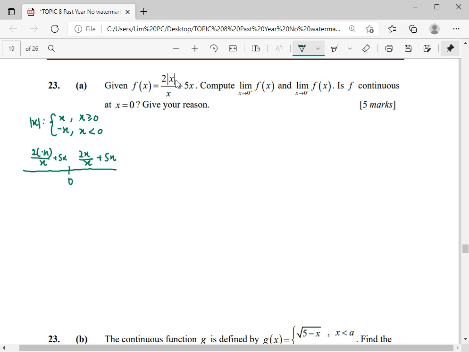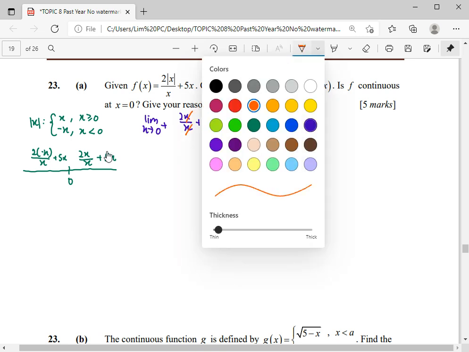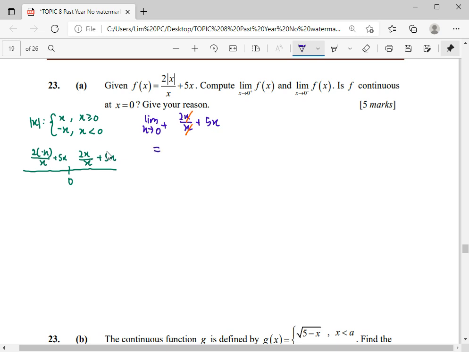So now they ask us to compute. We try to compute the limit as x approaches 0 from the right hand side. Select the correct function. So our function here is this 2x over x plus 5x. And then we can notice that the x can be simplified. So we simplify straight away. And then we substitute our 0. When we substitute 0 here, it will be equal to 2 plus 0, so 2. Okay, so we are done with our right hand side limit.